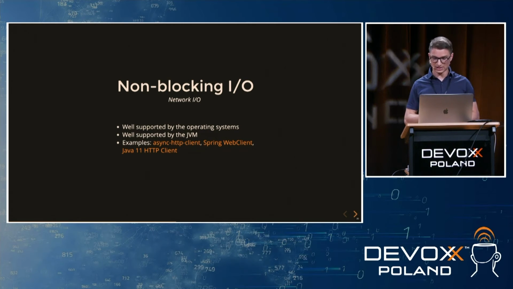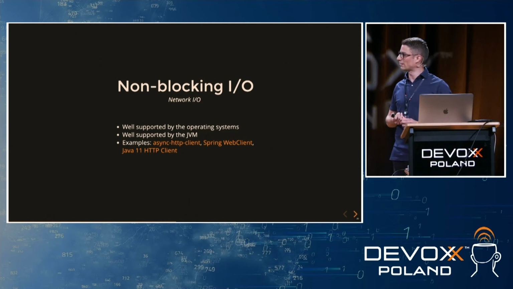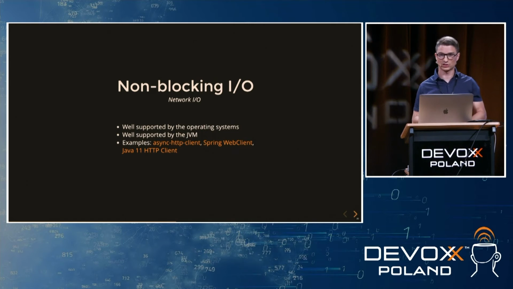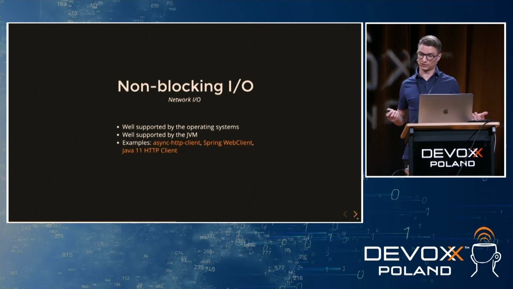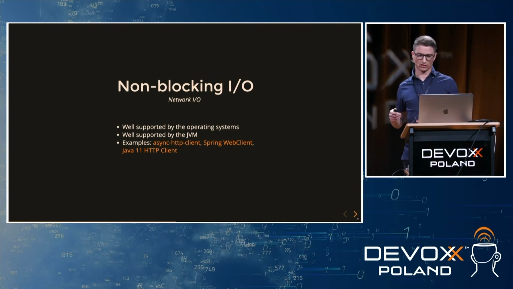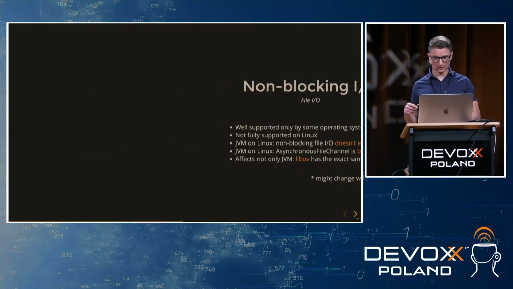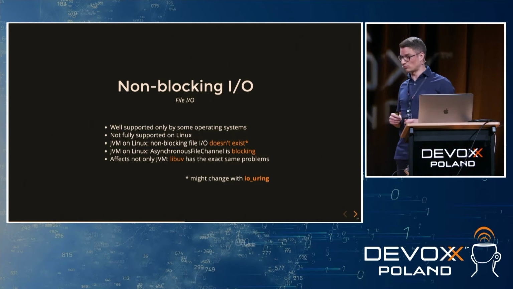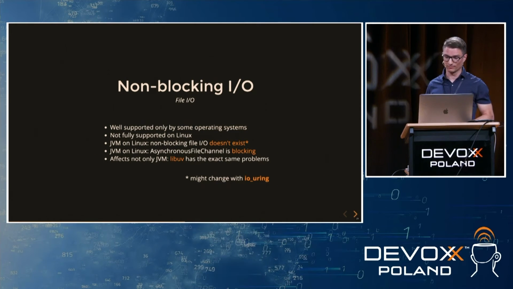For example, we have Async HTTP Client, which is a very mature Java library, quite popular in the Scala ecosystem. Spring WebClient, which is popular in the Spring ecosystem. And since JDK 11, we have a non-blocking HTTP client that is part of the JDK itself. So usually, when you would like to perform a network call in a non-blocking manner, you don't have a problem with that. In the case of file-based operations, we do have a problem.